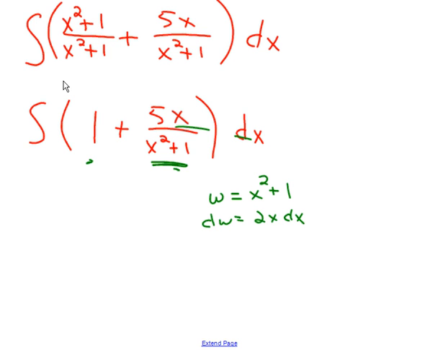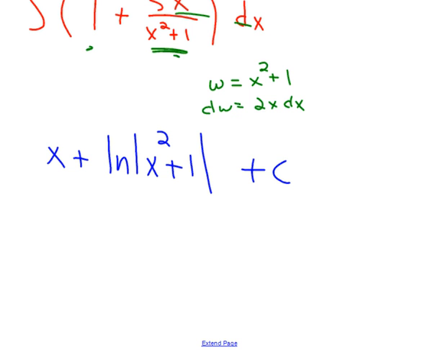So if you're good at doing them in your head, which hopefully by now you're getting better, right? We're just going to jump to the antiderivative. The antiderivative of 1 is x. The antiderivative of 5x over x squared plus 1, well, I want to do this ln of x squared plus 1. Okay, and I'm going to do a plus c.